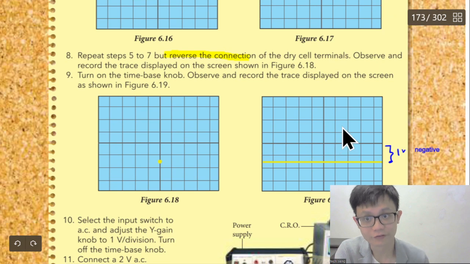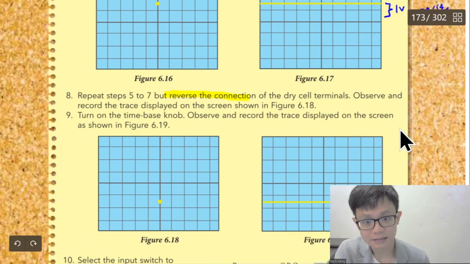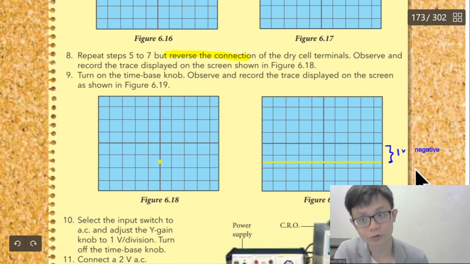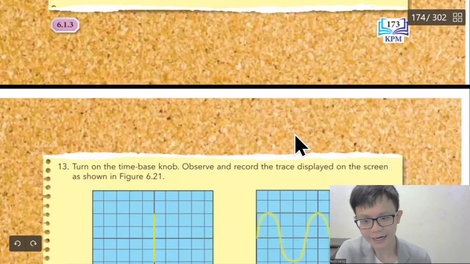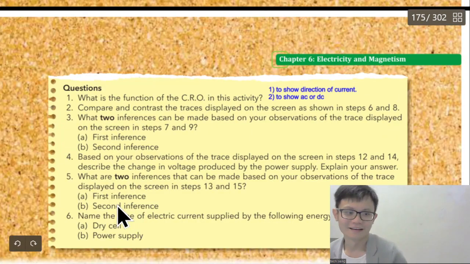However, the difference is one is positive, one is negative. It shows that the battery or the current has been changed.